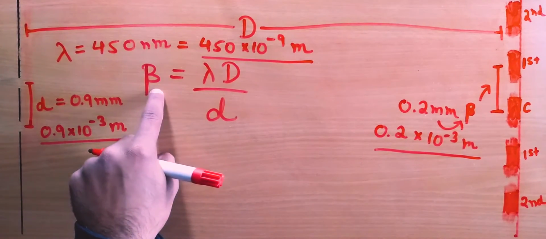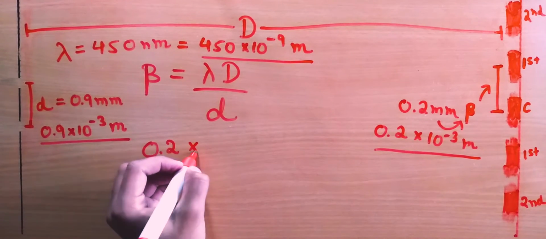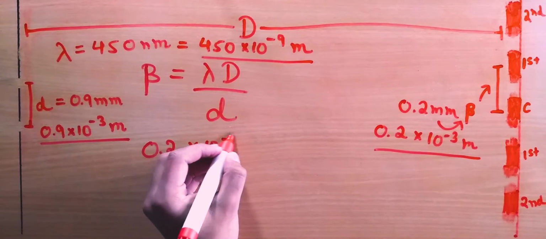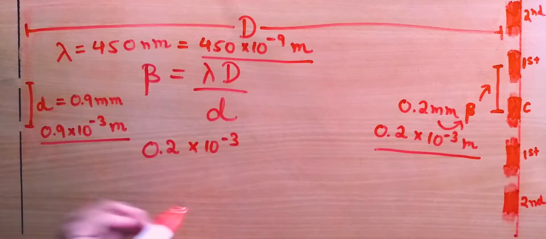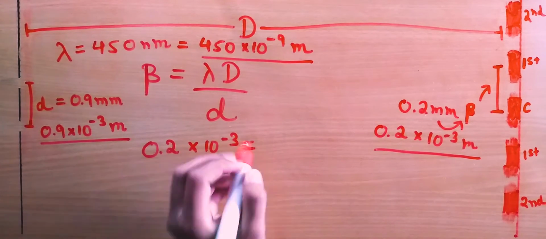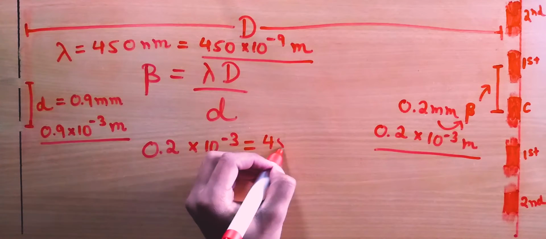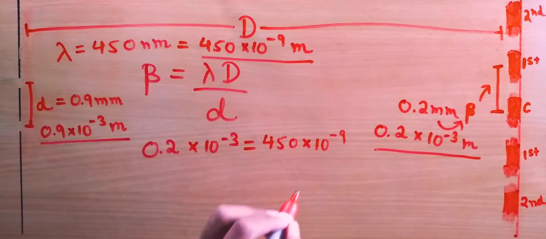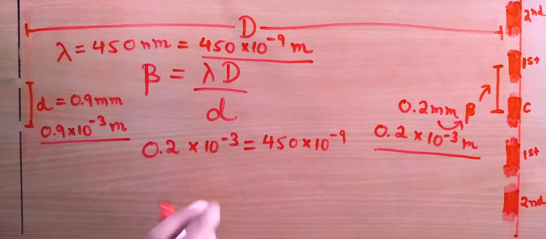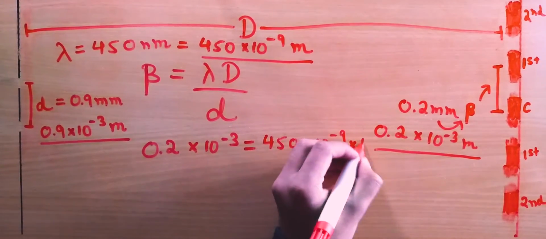So fringe width is 0.2 into 10 raised to power minus 3 meters. I'll not write the units for now, they're the same meters, so you can skip them for now to keep things neat. Lambda is 450 into 10 raised to power minus 9, and D, which is something I need to figure out, so I'll just write that as D.